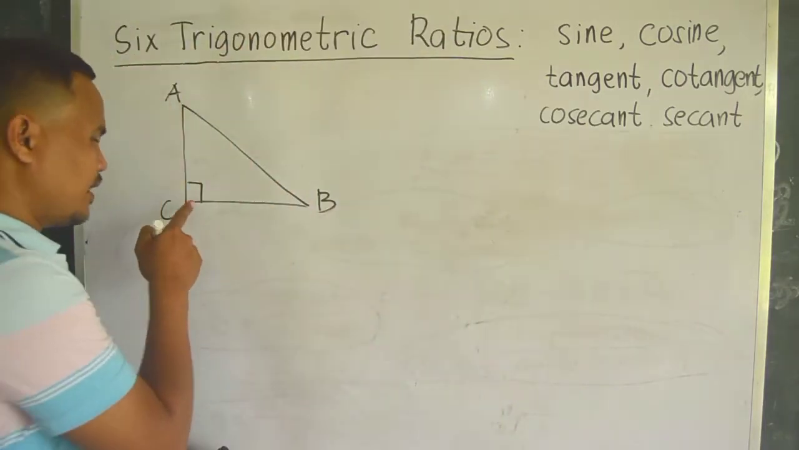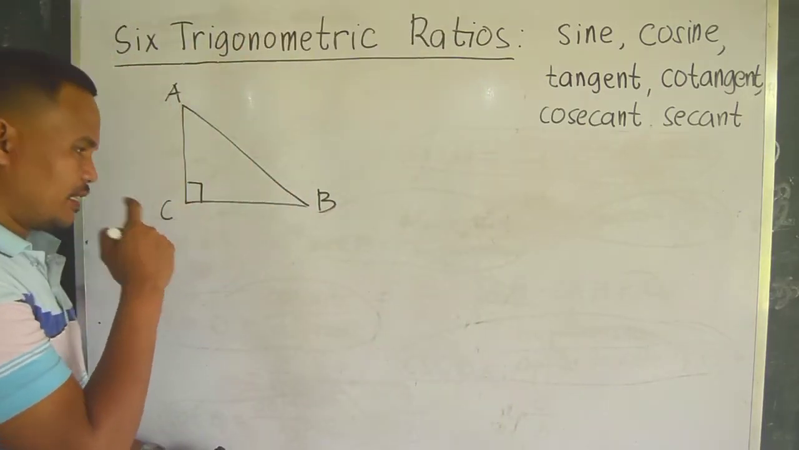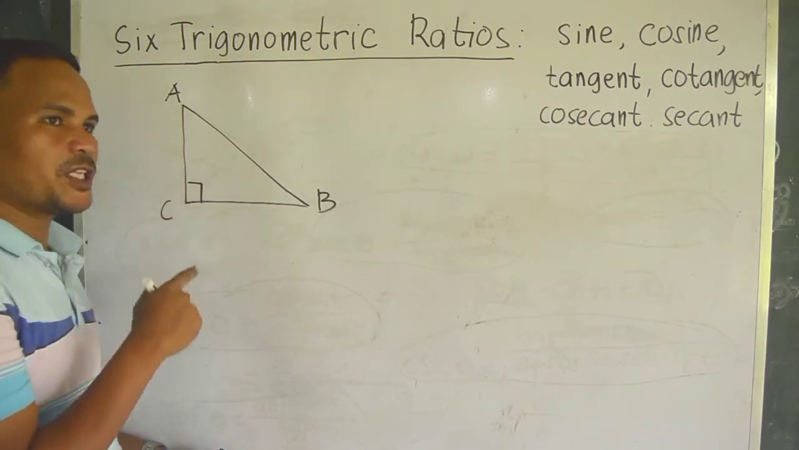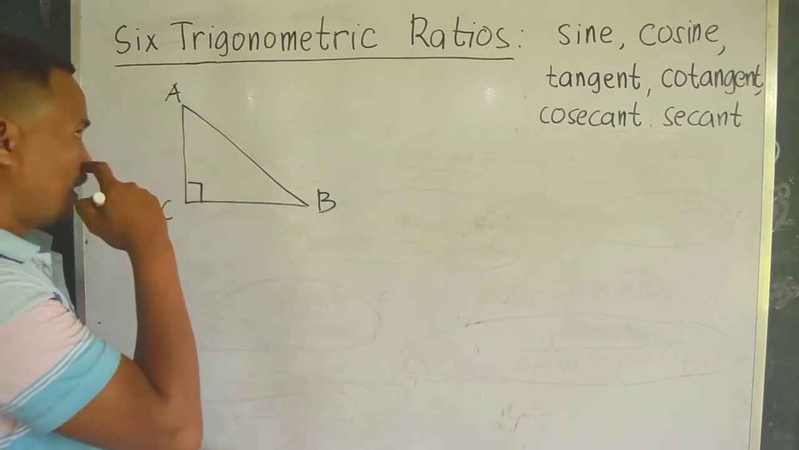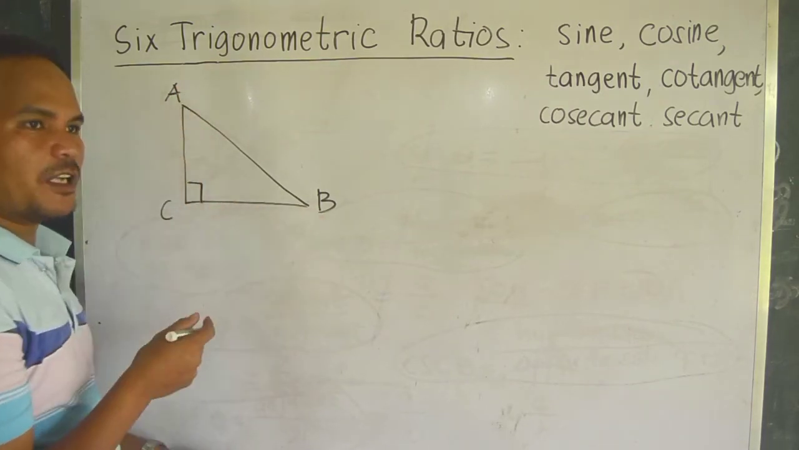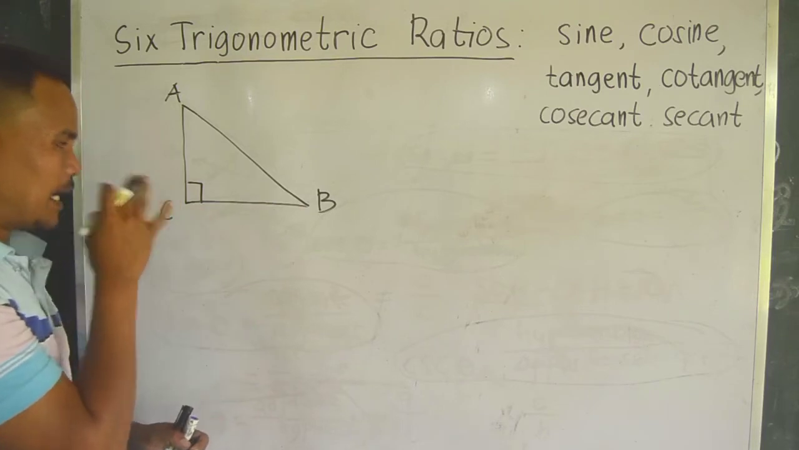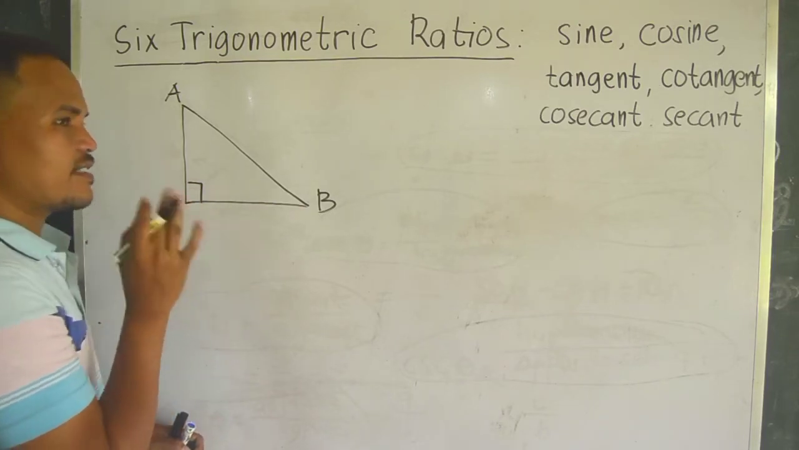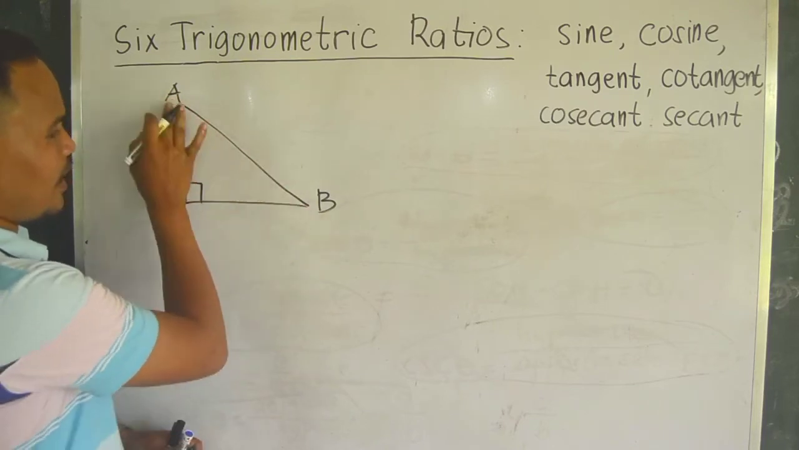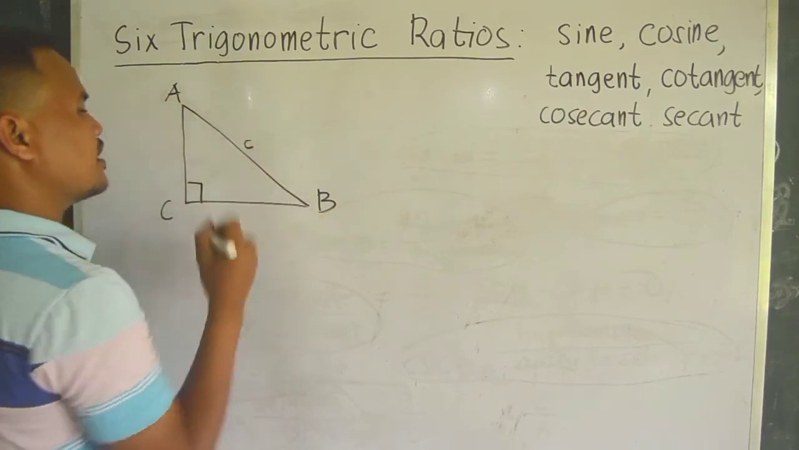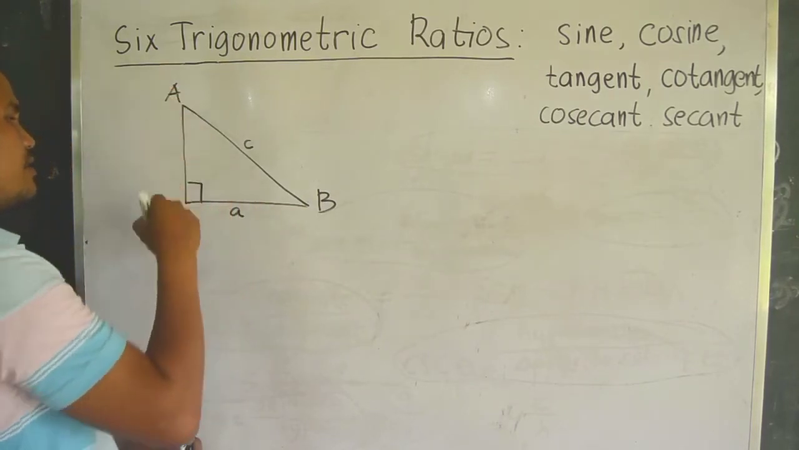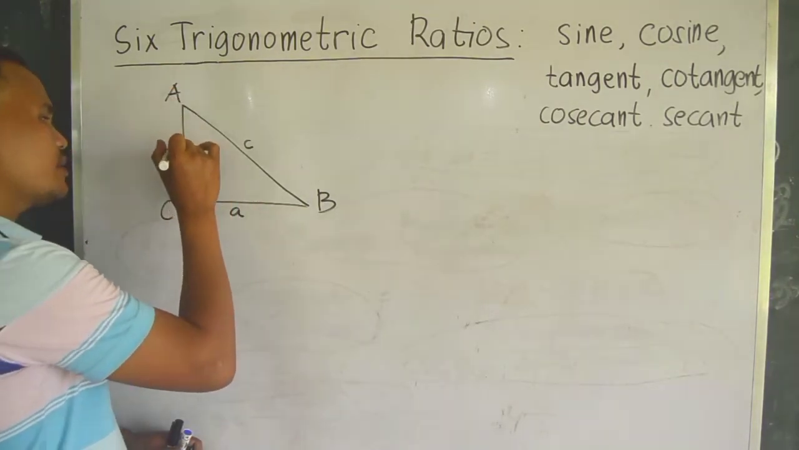Okay, so here angle C is a right angle with this symbol. This symbol is the symbol of perpendicular. So these two segments AC and BC are perpendicular, so they form a right angle. So the measure of this is 90 degrees. Let us consider that the measure of AB is C, the measure of BC is A, and the measure of AC is, let's say, B.